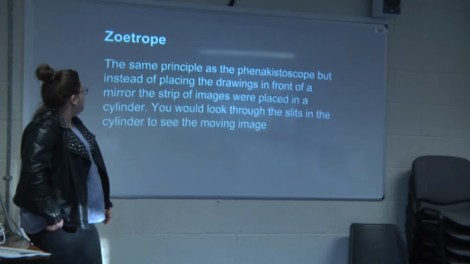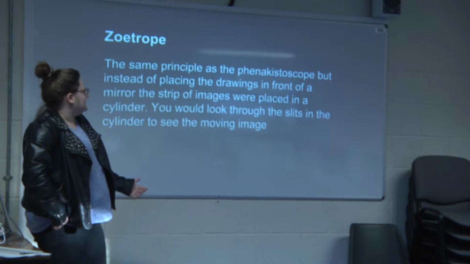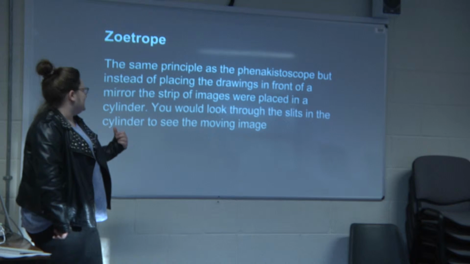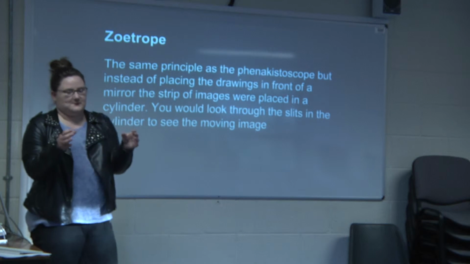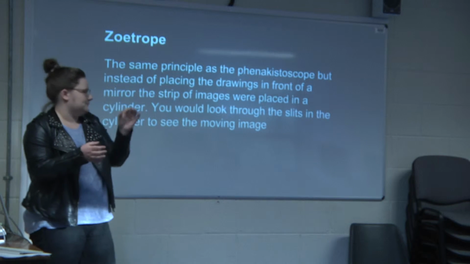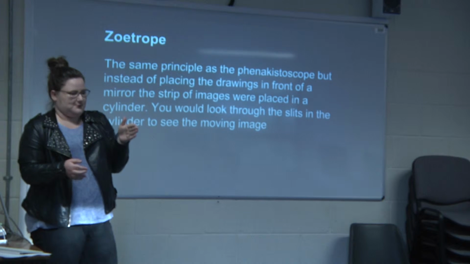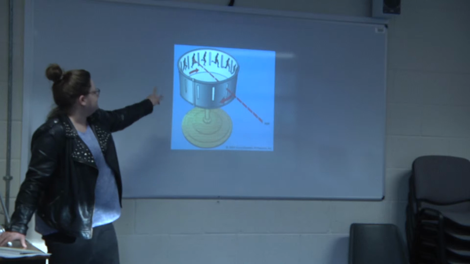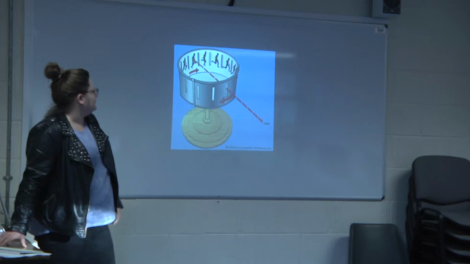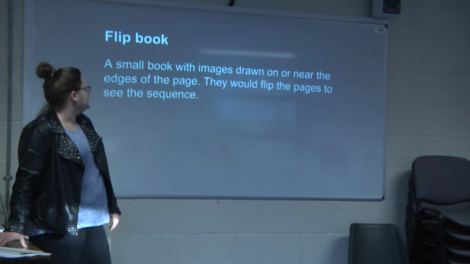So the zoetrope, it's the same principle as the one we just looked at, but instead of placing the drawings in front of the mirror, it was a cylinder. There's slits all around the cylinder, so you'd look through one of them and it would spin, and again the pictures would move. So that's just a man walking, with each of his different movements.